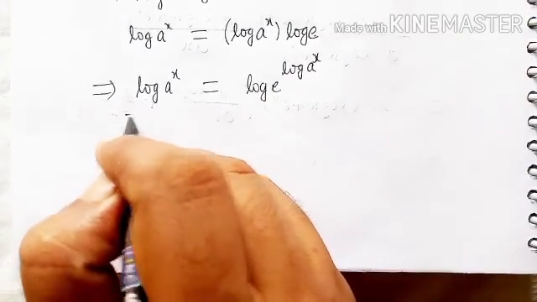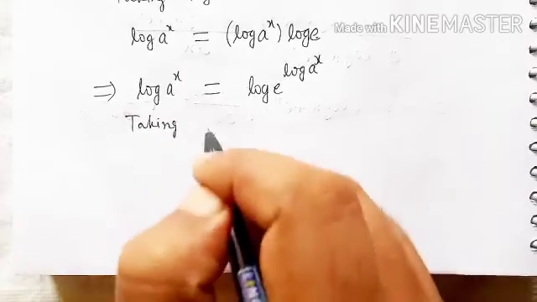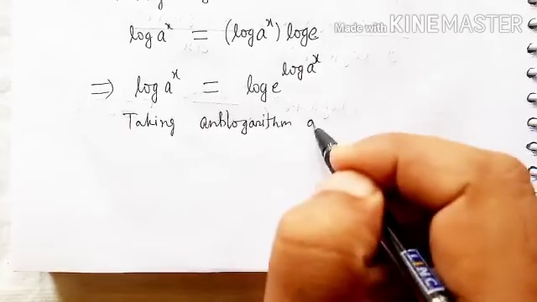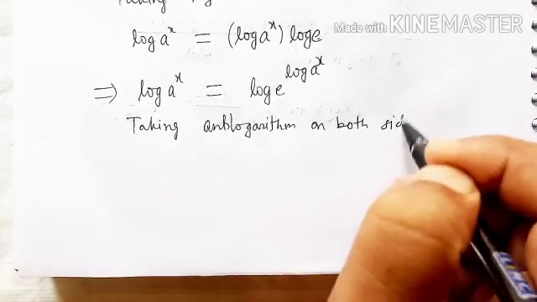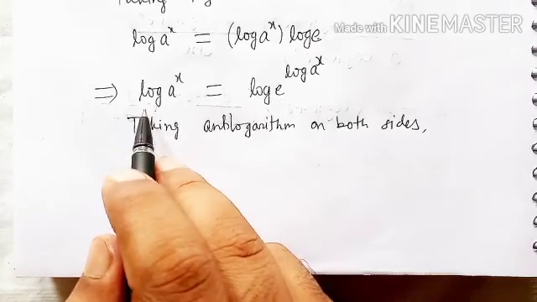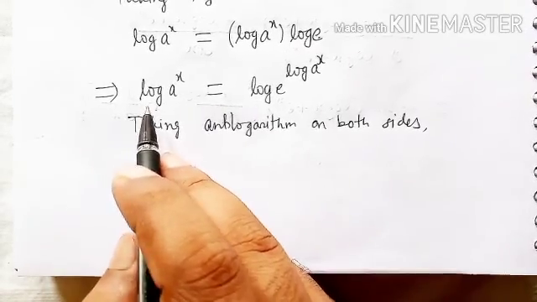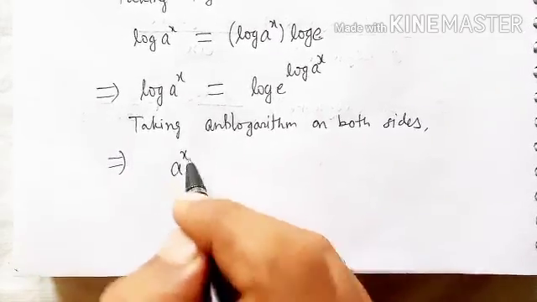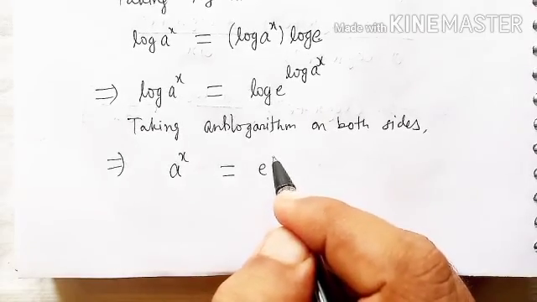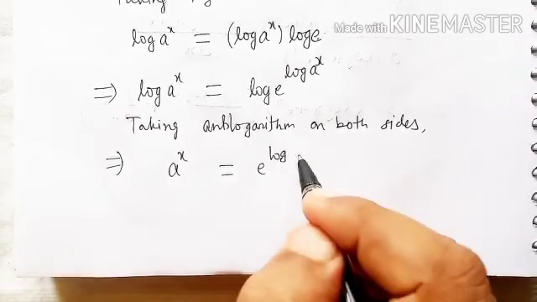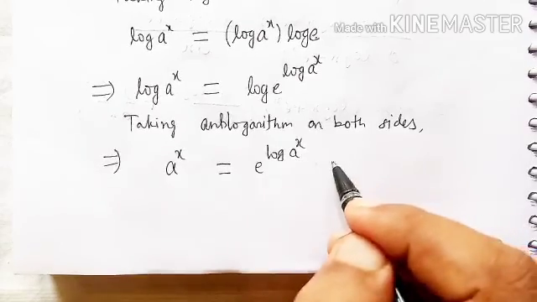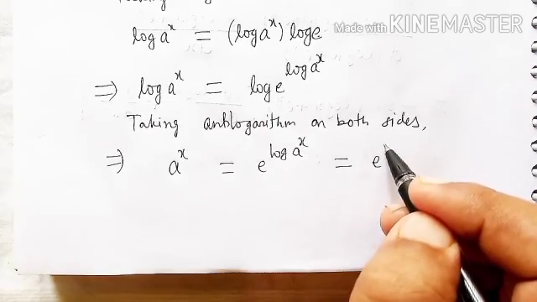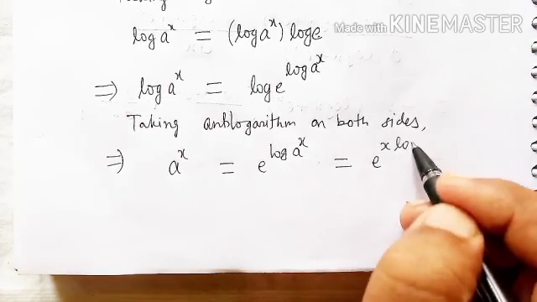Now taking anti-logarithm on both sides. Here log from both sides is removed after taking anti-logarithm. So a to the power x is equal to e to the power log a to the power x, and this can be written as e to the power x log a, using the power rule.